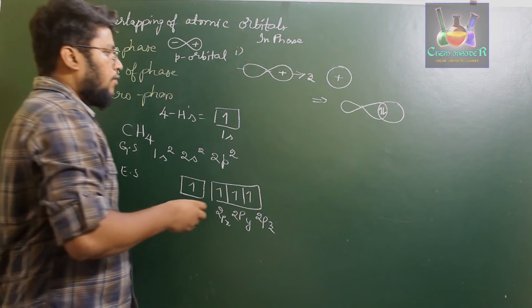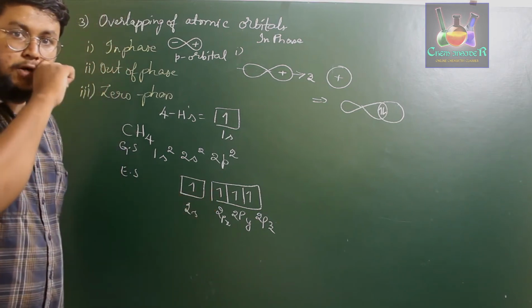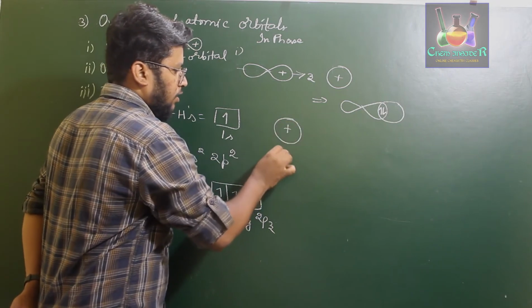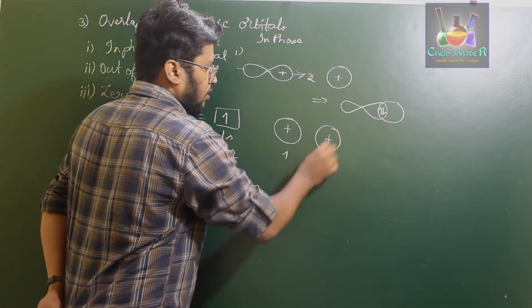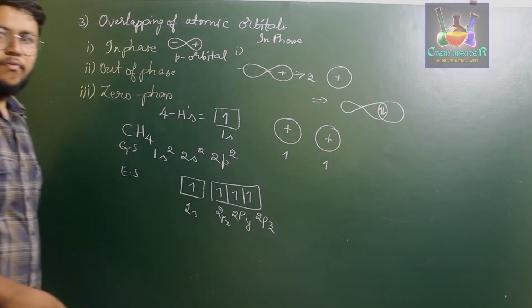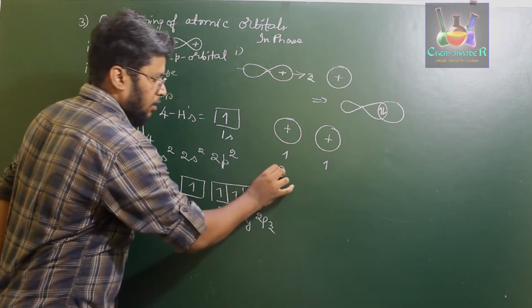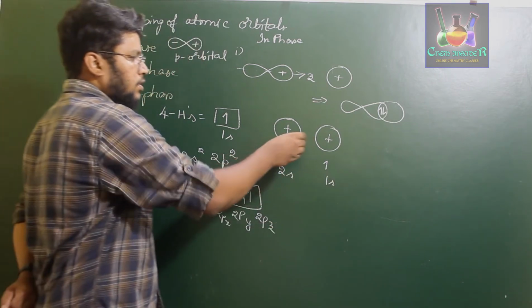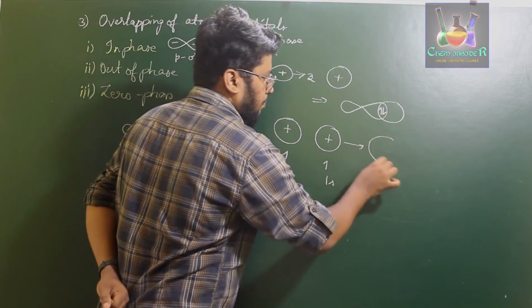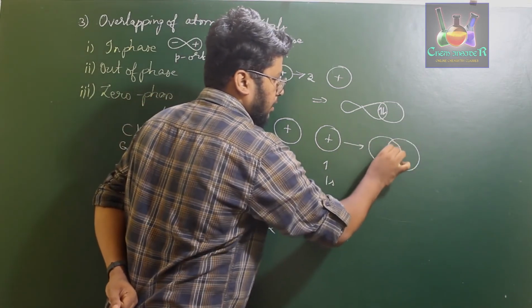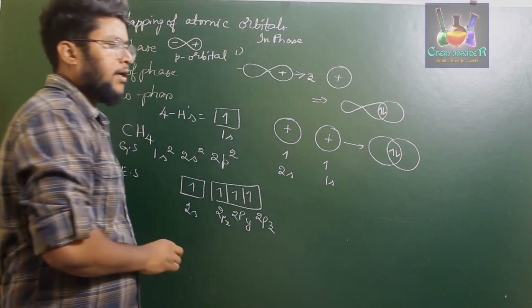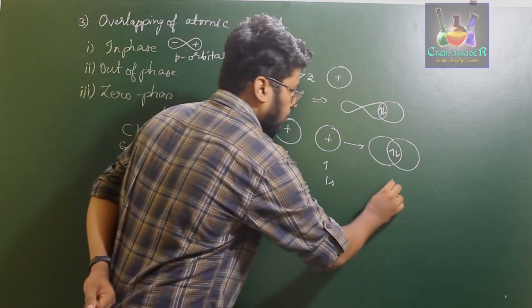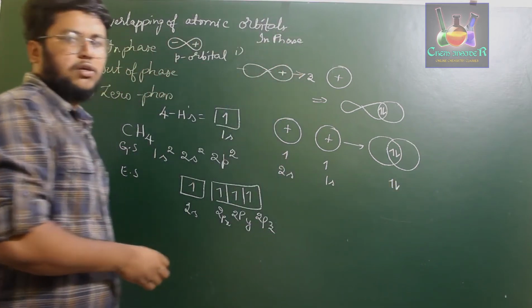Or consider a simple overlapping of s and s orbitals. This is an s orbital which has 1 electron, and this is one more s orbital with one more electron. Now for the second one, that is the 2s electron of carbon and the 1s electron of hydrogen. If these two come closer, they get paired up in this way, overlapping happens, and they are paired up with a pair of electrons. So this leads to two electrons present in the s orbital.